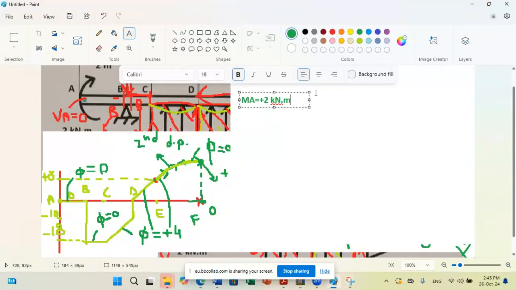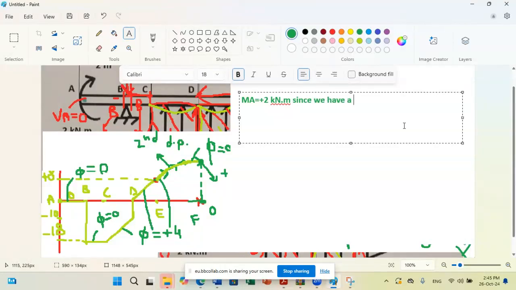And what is the justification? Since we have a clockwise moment at A. Okay, this is the first step.